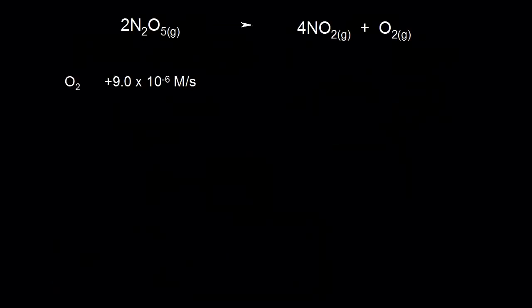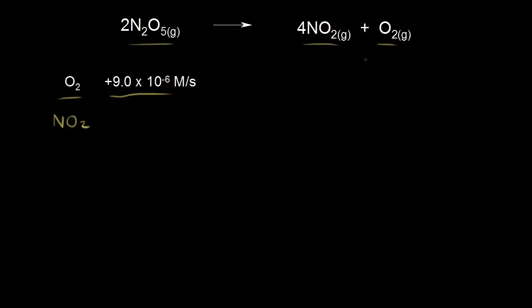Let's look at a more complicated reaction. Here we have the balanced equation for the decomposition of dinitrogen pentoxide into nitrogen dioxide and oxygen. And let's say that oxygen forms at a rate of 9 times 10 to the negative 6 molar per second. So what is the rate of formation of nitrogen dioxide?